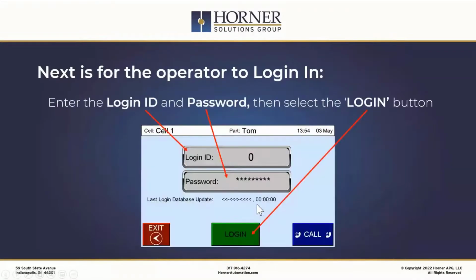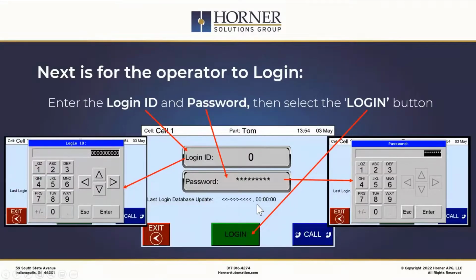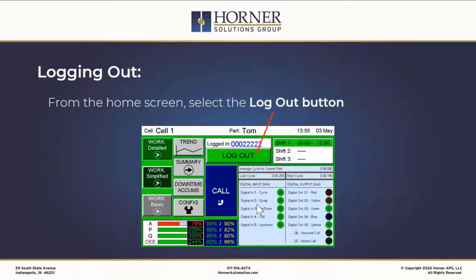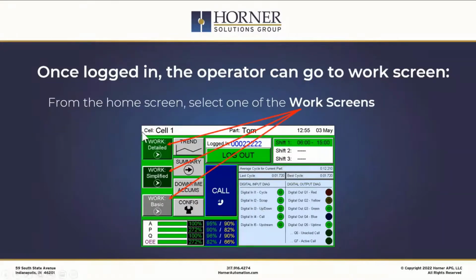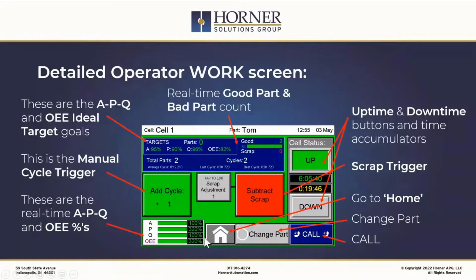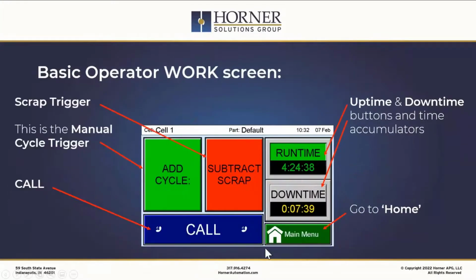There's a login process: log in, enter your login name and password. And then there's a log out process that lets you go in and log out of that. And then those are the three screens that we showed earlier for the detailed, the simplified, and the basic screens. So this gets into what we were looking at earlier, but this is that call function where it's an operator call for assistance. The second screen and the basic screen.